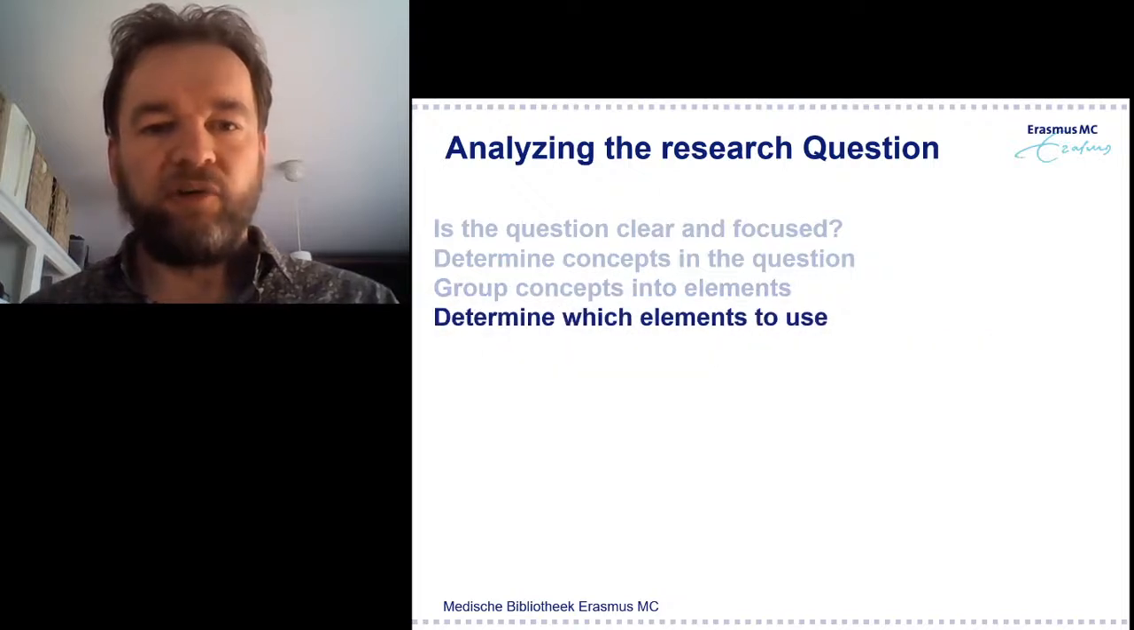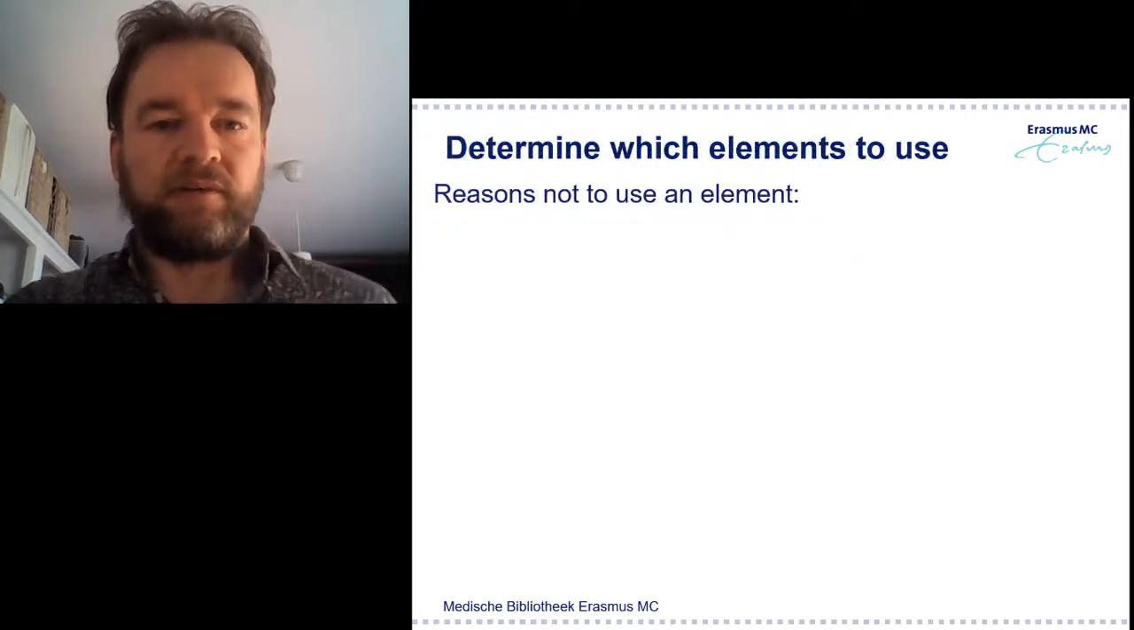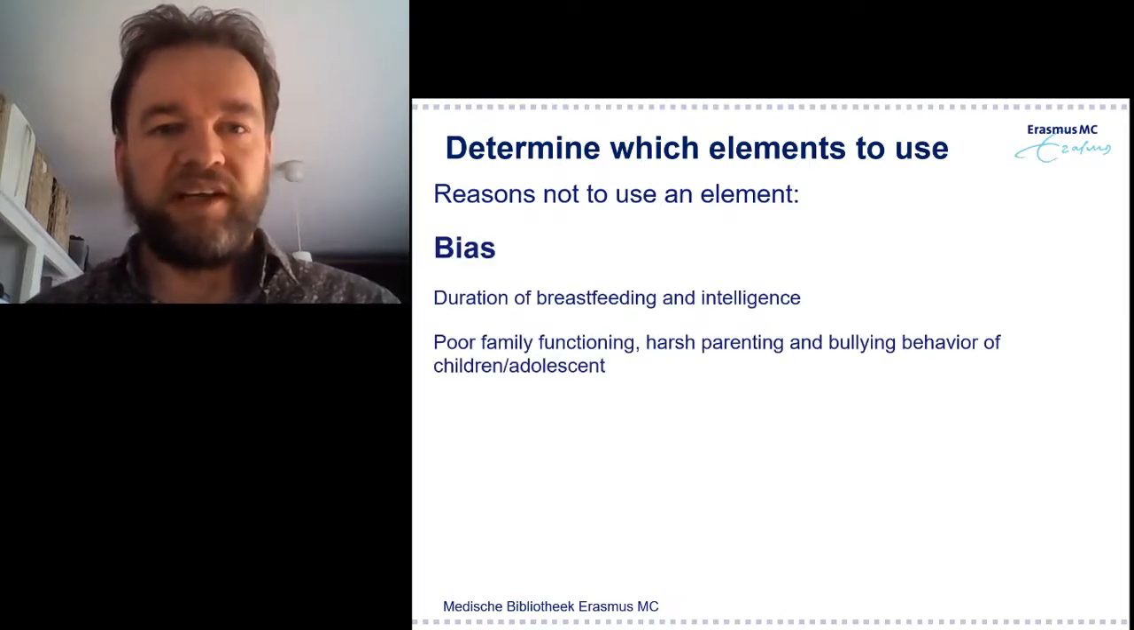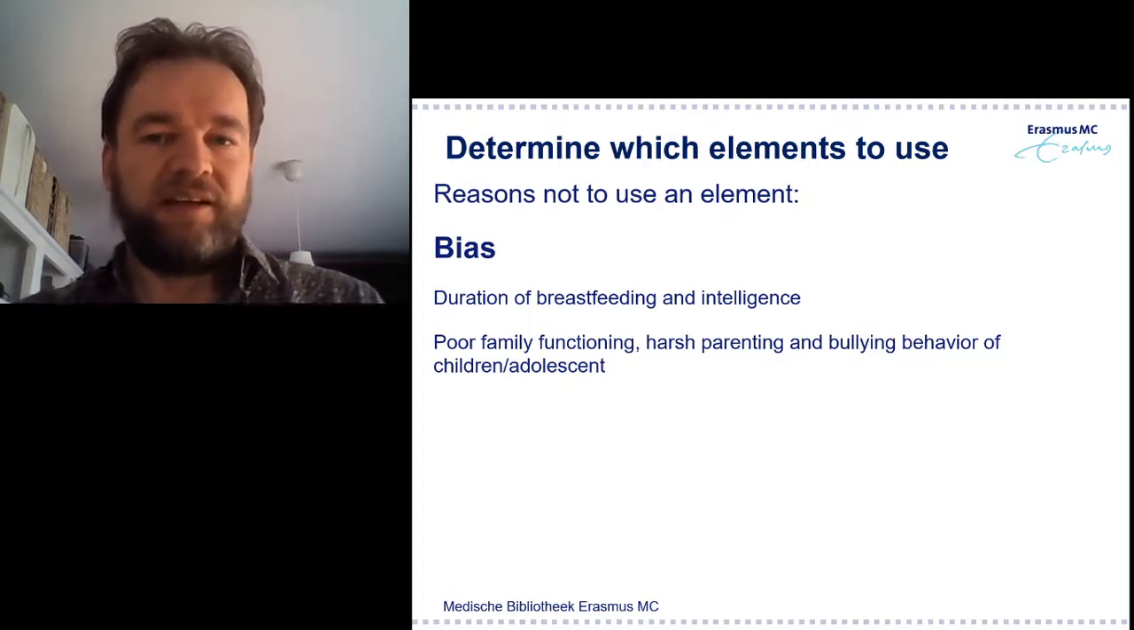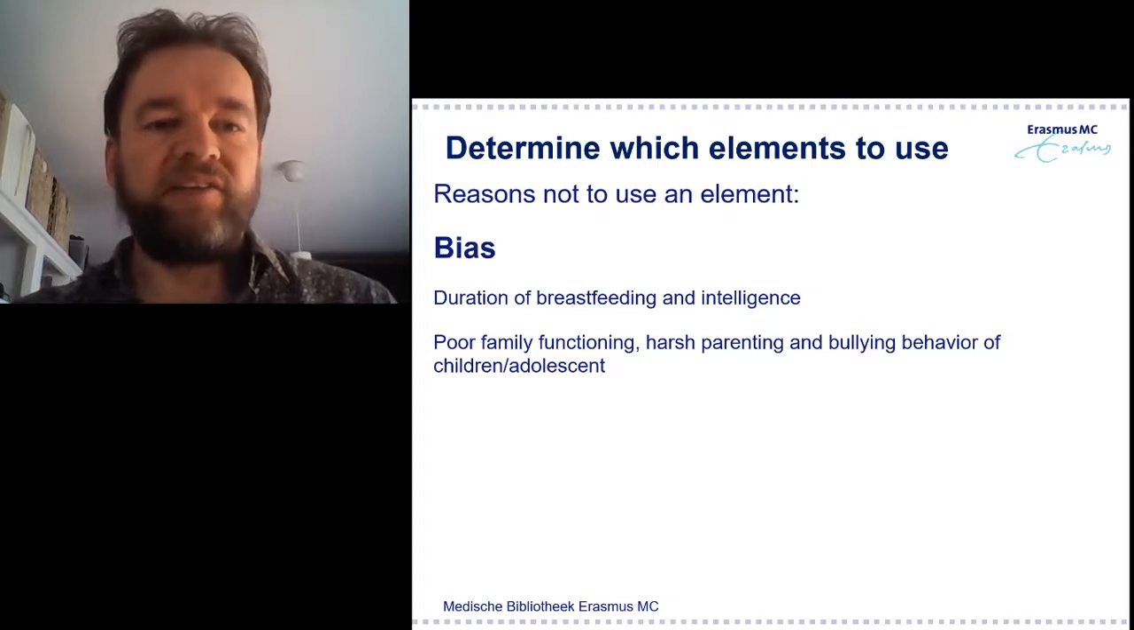It is important not to use all elements that you have identified. The reasons to not use an element could be bias. Some of the terms in these questions can cause bias in your search. Remember that your search only searches keywords or the words in title or abstract. An article on breastfeeding and intelligence might only mention the absence of an affective duration in the full text. And an article in general about parenting style and child behavior can answer your second research question.